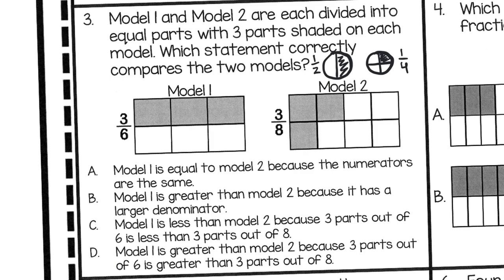This one says they're equal, which we know can't be true. C says Model 1 is less, so we can't do that, okay? So we have to choose between B and D. B says Model 1 is greater than Model 2 because it has a larger denominator. Well, this is not a larger number, but it is greater. So I'm not a big fan of this answer. And if we double check, this is Model 1 is greater than Model 2 because 3 parts out of 6 is greater than 3 parts out of 8, and that is true. So we can select D for that answer.